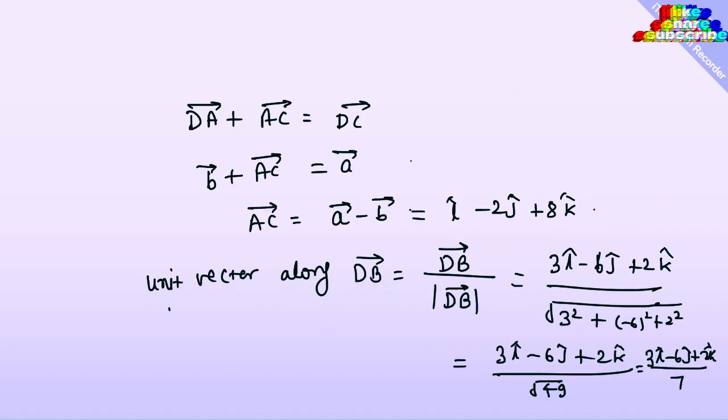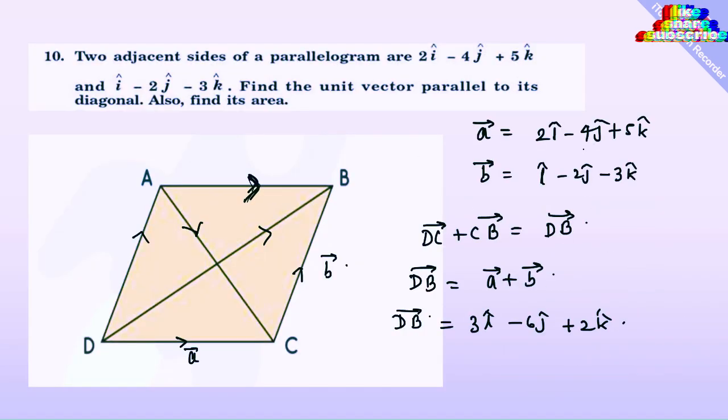The area of the parallelogram is, as given, mod of A cross B. A cross B is obtained by this determinant with I cap, J cap and K cap, and we write here the components of A and B. Vector A is 2i cap minus 4j cap plus 5k cap.